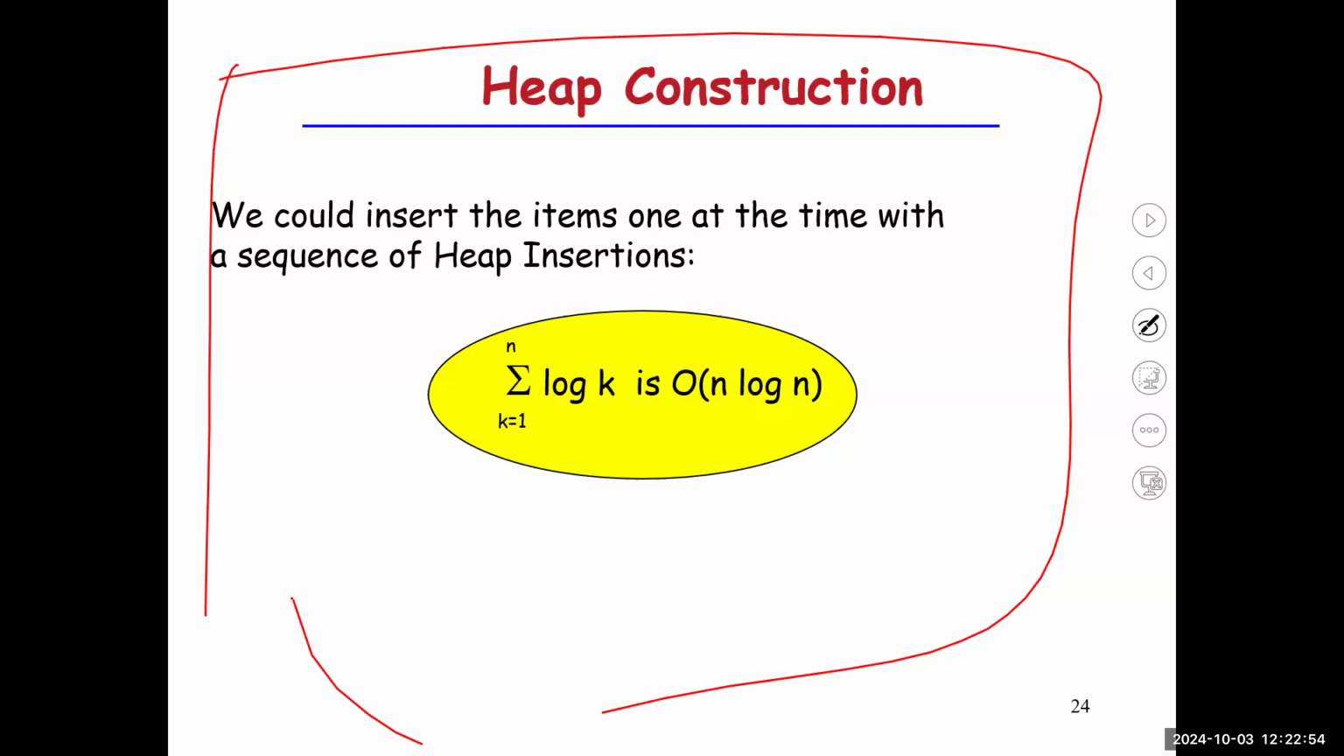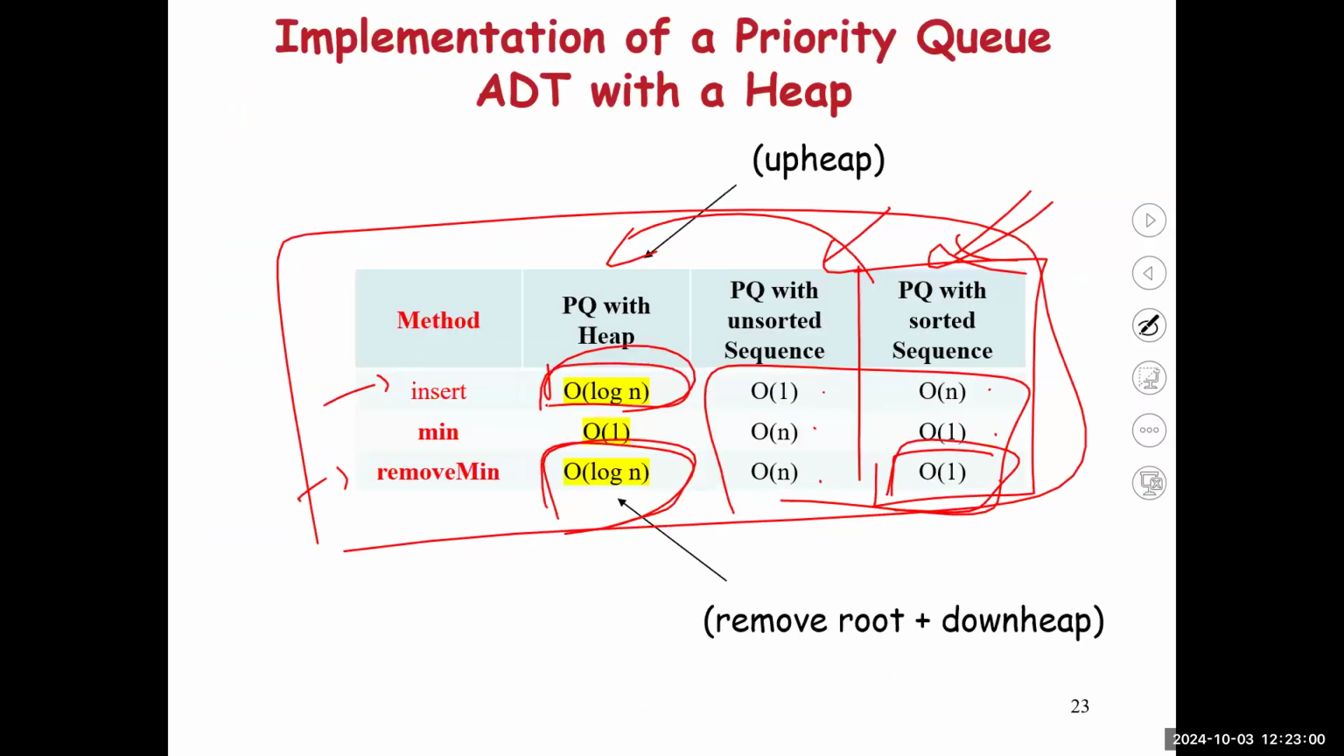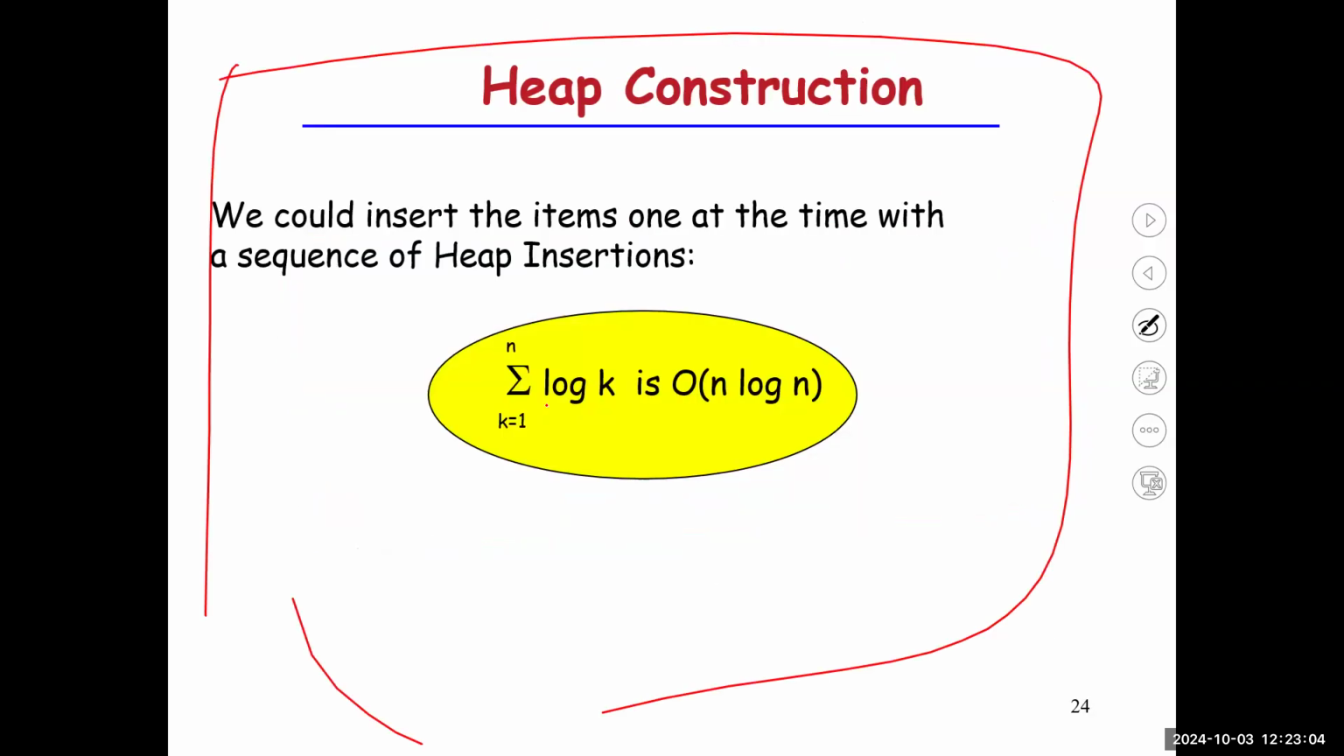Why? I have n elements, so each time I'm just doing 1, 1, 1, n times. But now, each insert is O of log n for me. Each insert I'm doing is O of log n. So it's going to take me what? Exactly, n log n. So that's not very useful, because to create the heap, it's going to cost me a lot.